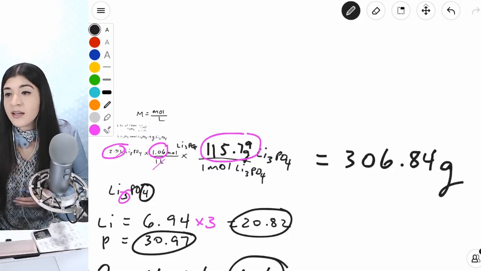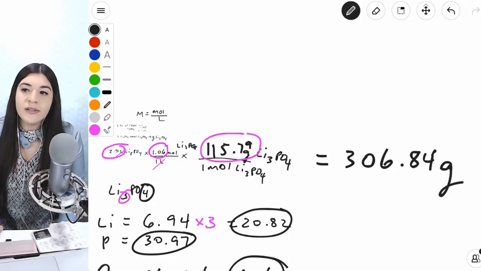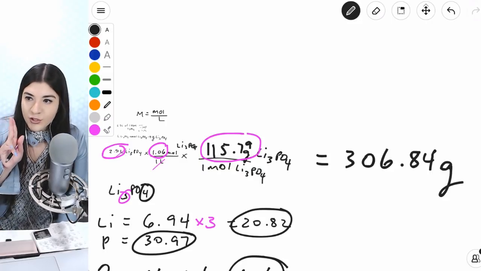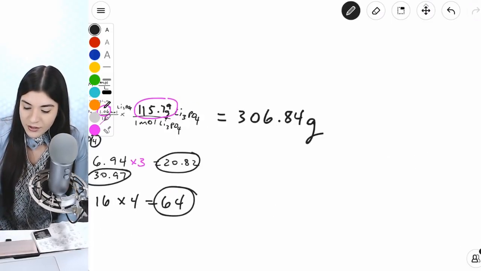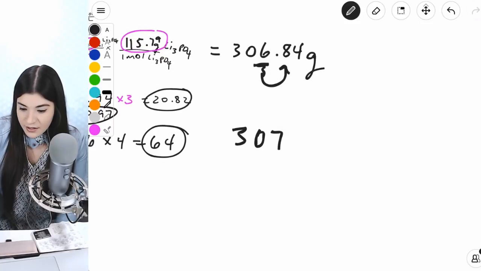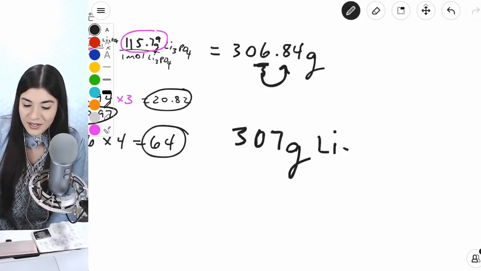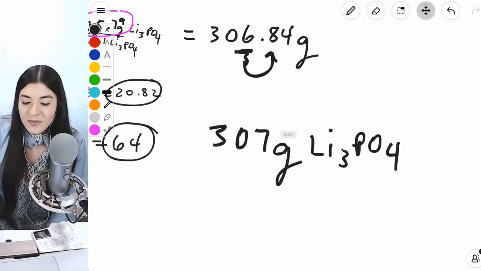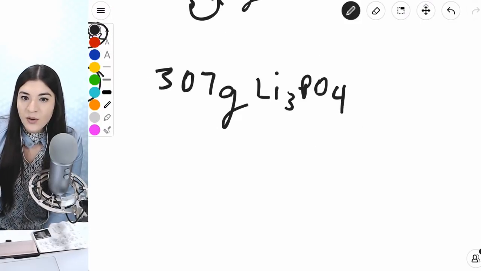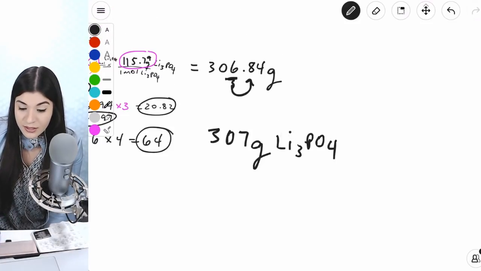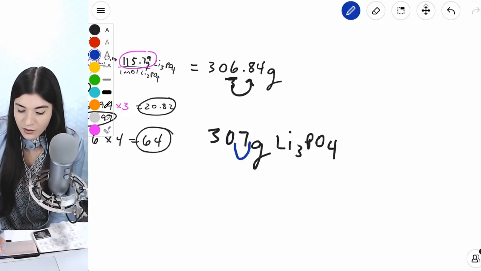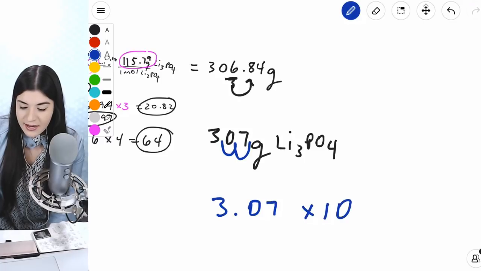Let's double check our sig figs. And we were initially given, to the lowest amount of sig figs we were given were just 2. So I'm going to stop right here. This would have been 307, really rounding up. Last step here, if your professor is really picky with sig figs, which most of them are, is I'm going to change this to scientific notation just so I do have only 2 sig figs. So moving this over 1, 2, this would have been 3.07 times 10 to the second grams of lithium phosphate.